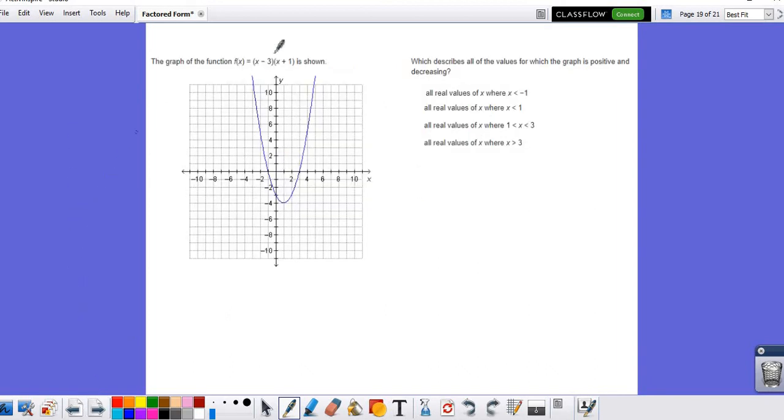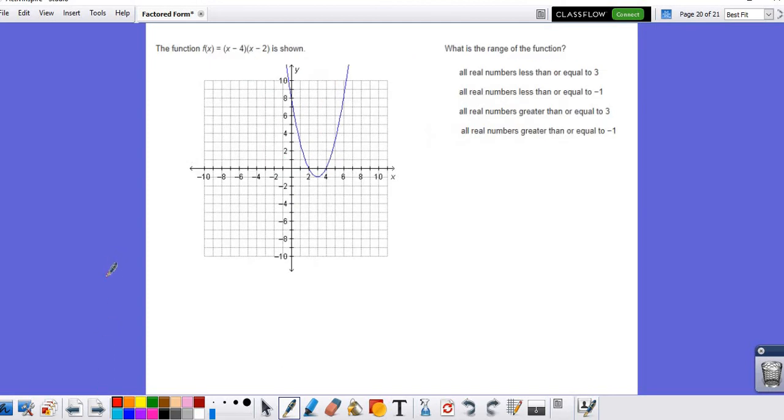The graph of the function is shown, which describes all of the values for where the graph is positive and decreasing. Okay, so we want our graph to be positive, which means it's going to be up here, right? It has to be this or this. And we want it to be decreasing. So decreasing means when your line is going down. So this part right here is what we are talking about. And it starts right here at -1 and it's getting smaller.